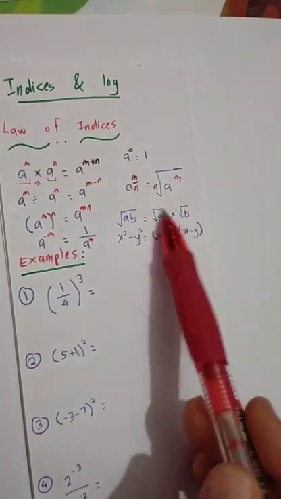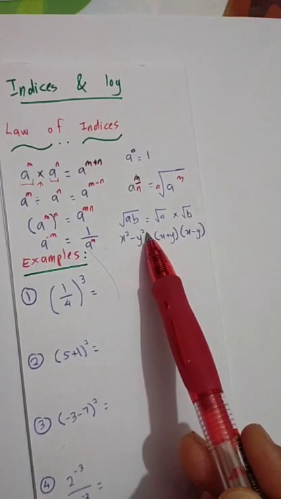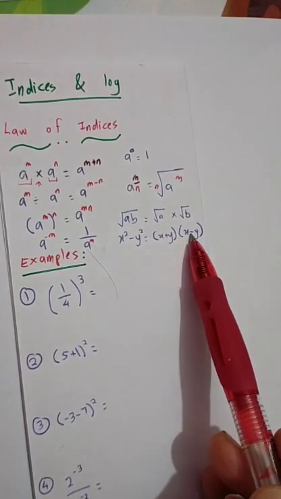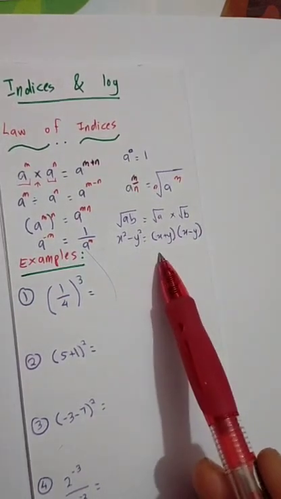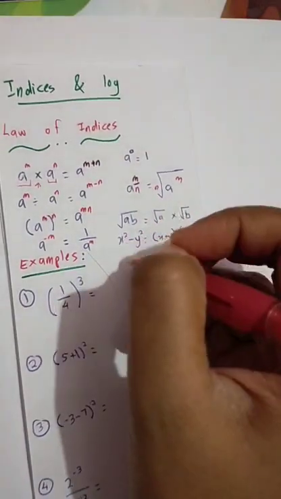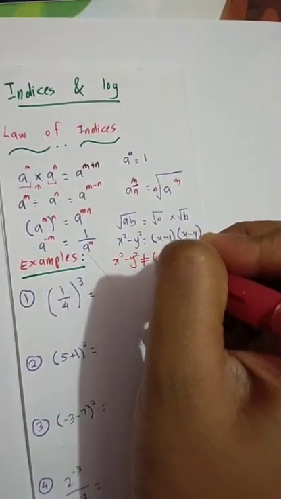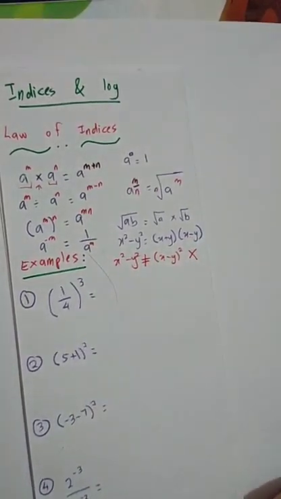And then please bear in mind, if you have x squared minus y squared, in this form it will be (x plus y)(x minus y). It is not (x minus y) squared. This one, x squared minus y squared, is not equal to (x minus y) squared. No, it's wrong. It's not equal.